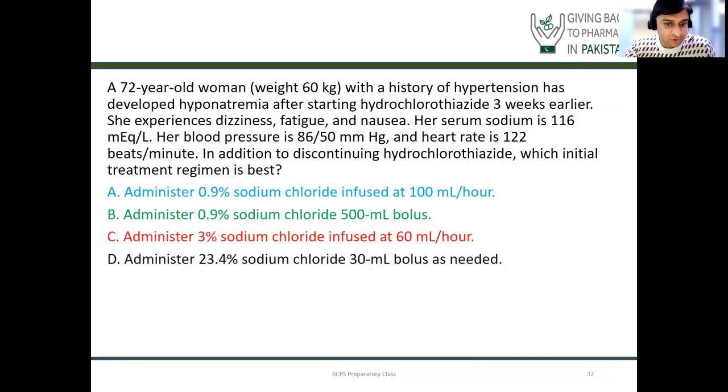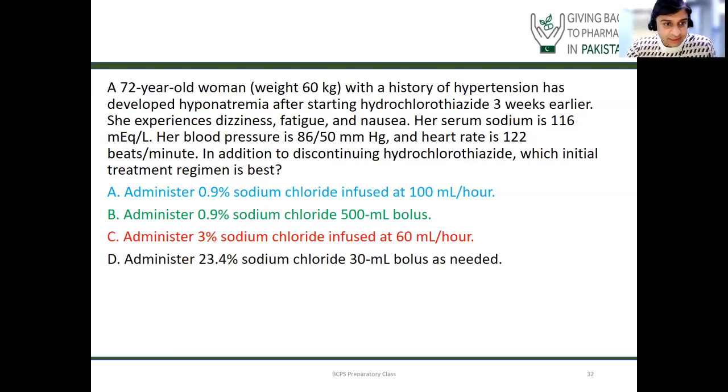So what is the right option? Option A, administer 0.9% sodium chloride at 100 ml per hour. Option B, the green one, administer 0.9% sodium chloride, 500 ml bolus. Option C, administer 3% saline. Option D, administer 23.4% sodium chloride. So what is the right option?